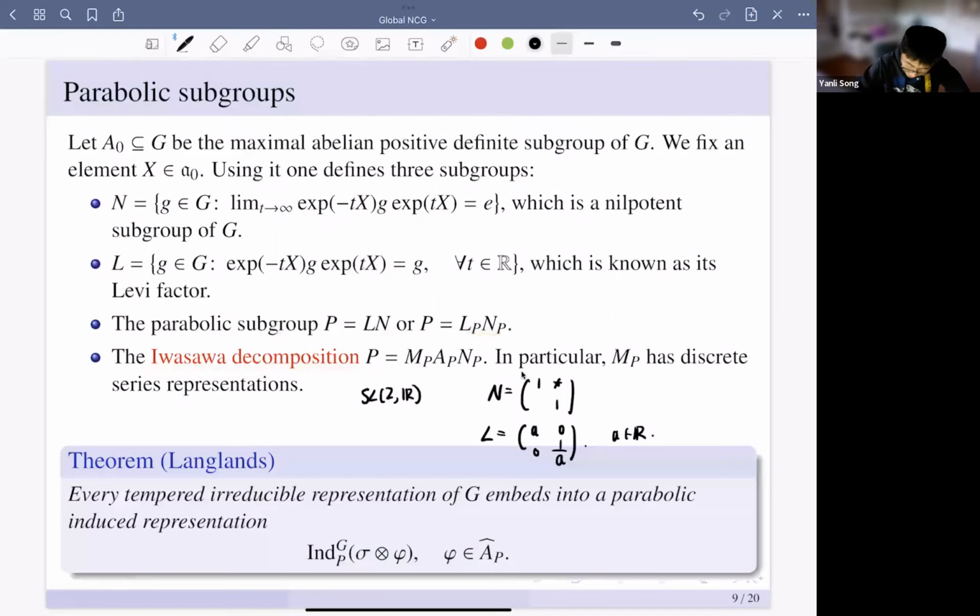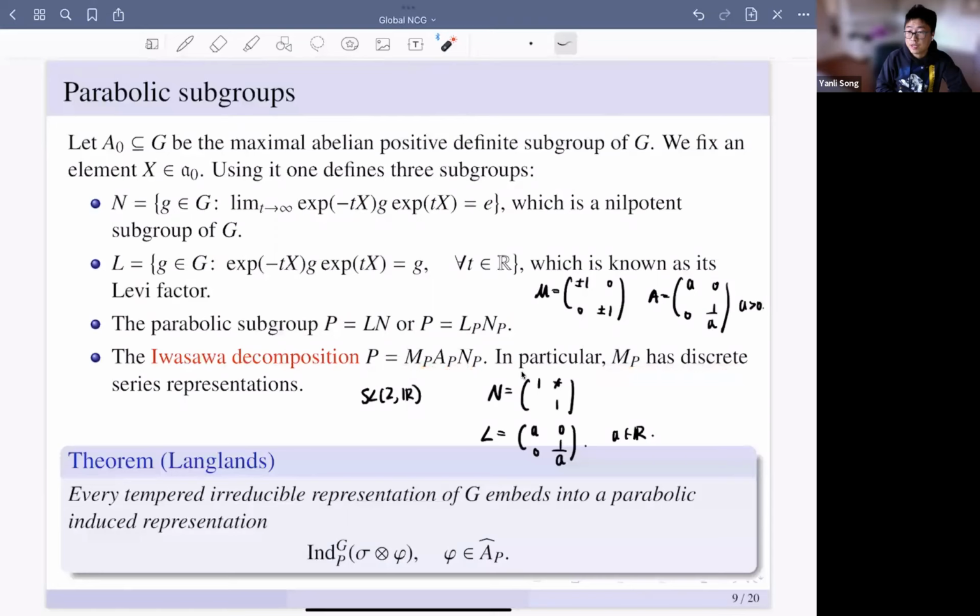In the SL2R case, we can decompose this L as M times A. In this case, M is just (plus or minus 1, 0; 0, plus or minus 1), the subgroup isomorphic to Z2, and A is just this group (a, 0; 0, 1/a) with a greater than 0. So this is our decomposition of L, and MAN is a decomposition for the parabolic subgroup. In particular, it is always the case that M_P has discrete series representations, no matter whether G has discrete series representations or not. For any parabolic subgroup, this M always has discrete series representations.